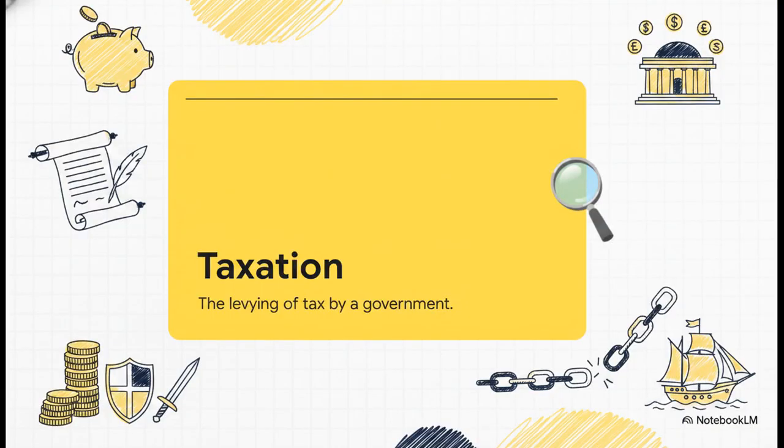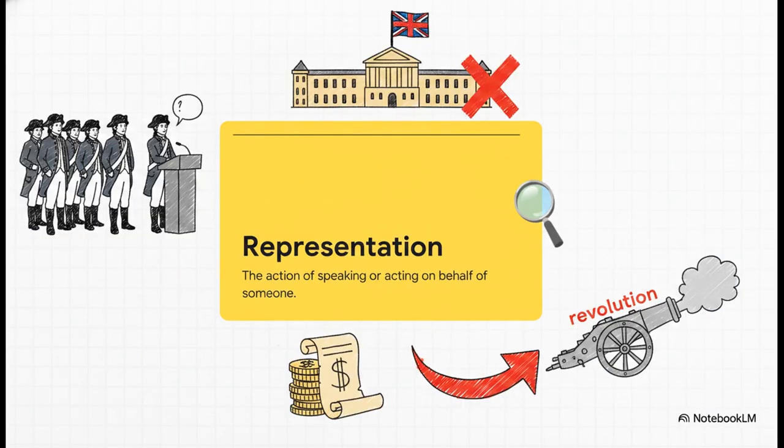Right. So, to understand the root of this whole conflict, we've got to lock down our vocabulary. First up is taxation. Simply put, taxation is the levying of a tax by a government. It's when a government charges its citizens money to pay for things like national defense or paying off debts. But here's the catch. In the American colonies, with things like the Stamp Act, actually paying the money wasn't even the biggest problem. And that brings us right to our second word, representation.